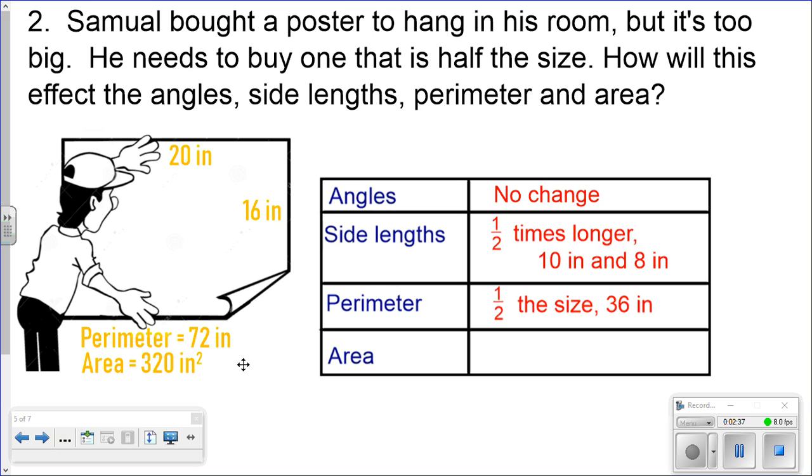The perimeter was 72 inches, so it's going to be half that at 36 inches. And the area was 320, so it will be 1/4 the size, because 1/2 squared is 1/4, and it will be 80 inches squared.